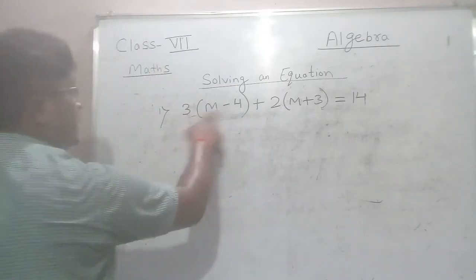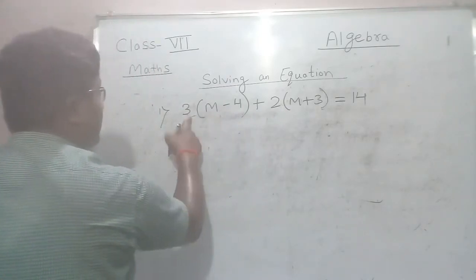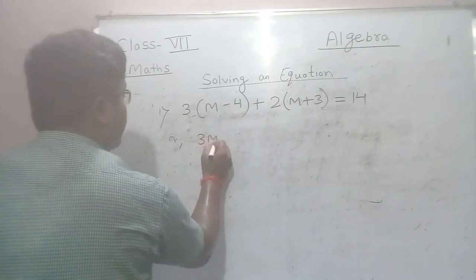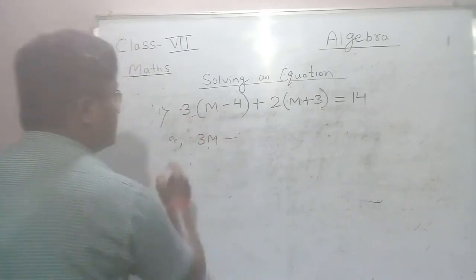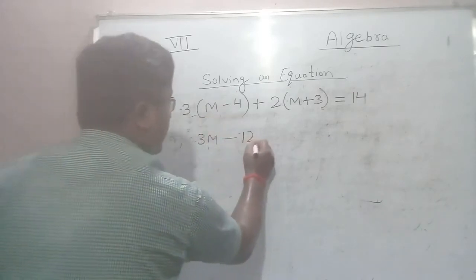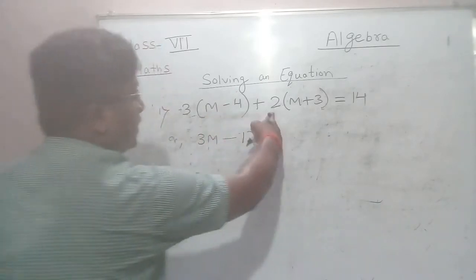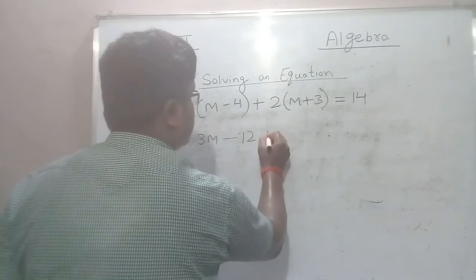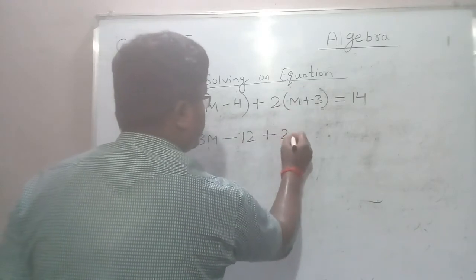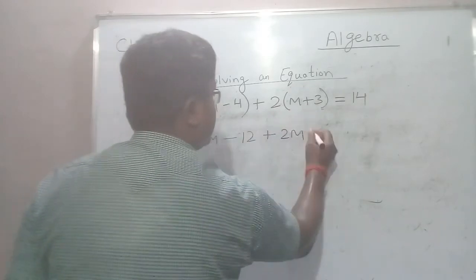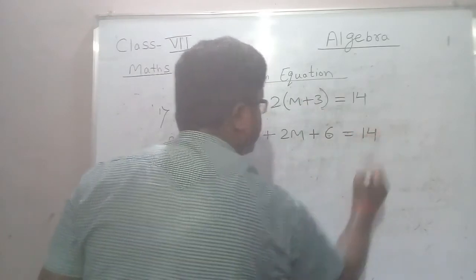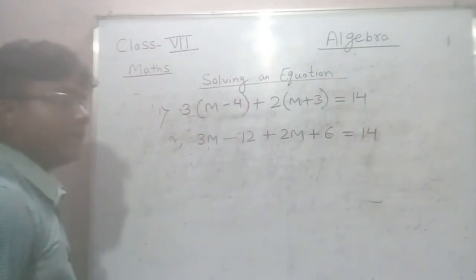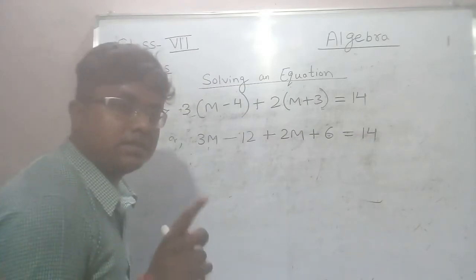Let's multiply here: 3 into m is 3m, plus into minus is minus, 3 fours are 12. Similarly, let's multiply here also: plus into plus, 2 into m is 2m, plus into plus is plus, 2 threes are 6, is equal to 14. Now solve the like terms and simplify.